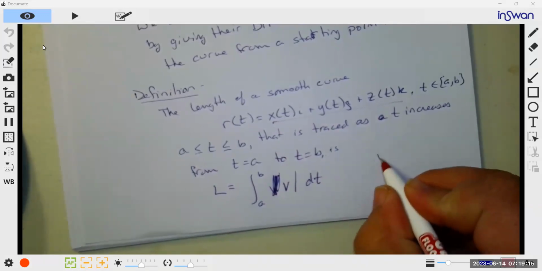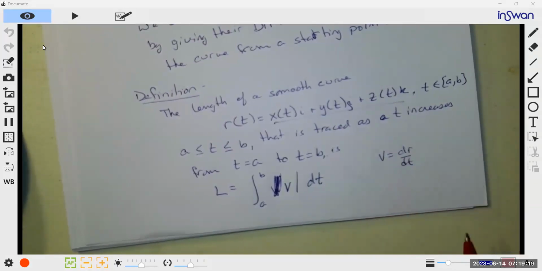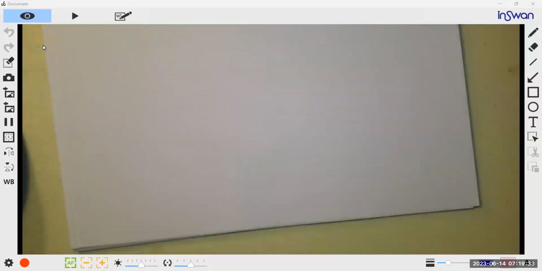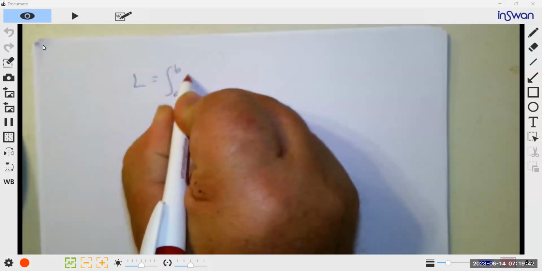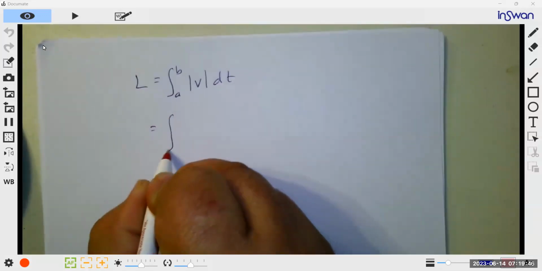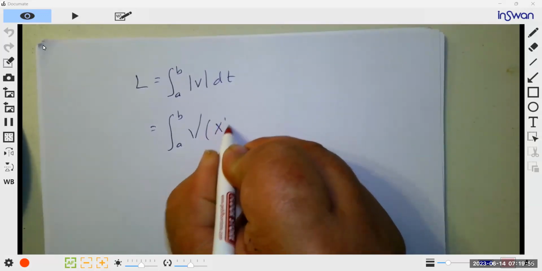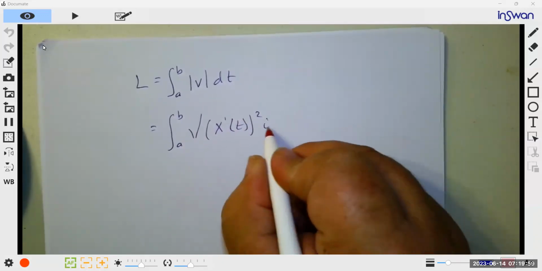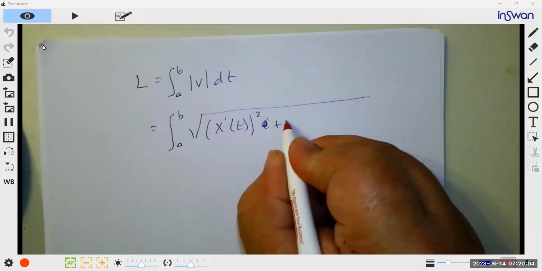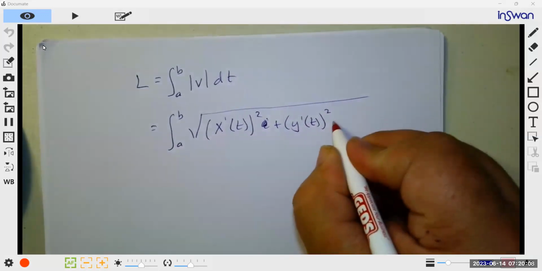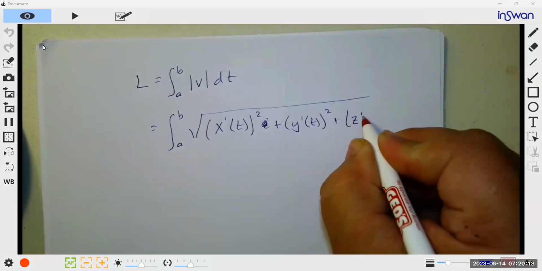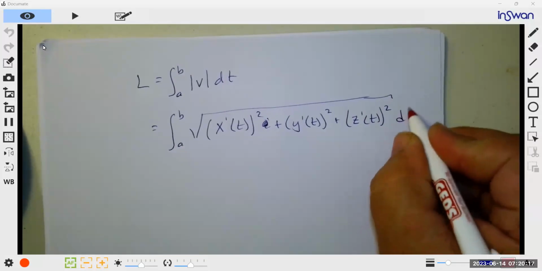Remember, the velocity is the first derivative of the position vector, and the length of this arc from point A to point B is the integral of the magnitude of that, which means the length L is the integral of the square root of x prime at t squared plus y prime at t squared plus z prime at t squared dt.